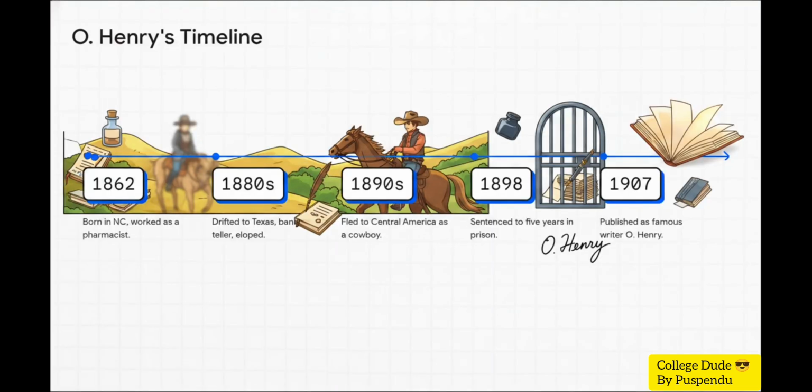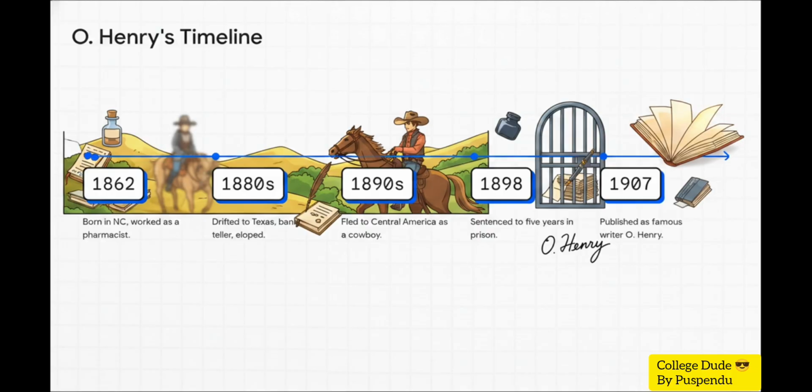We really have to begin with the architect of our story, William Sidney Porter. And wow, his real life was honestly just as dramatic as anything he ever wrote. Born in 1862, he started out as a pharmacist in North Carolina. By the 1880s, he drifted down to Texas, worked as a bank teller, and eloped. But then, in the 1890s, things take a huge turn. He gets accused of embezzling funds. To dodge the trial, he actually flees to Central America and works as a cowboy, which gave him tons of material for his stories, before finally coming back to face a 5-year prison sentence in 1898.